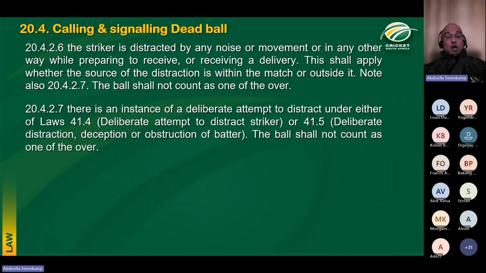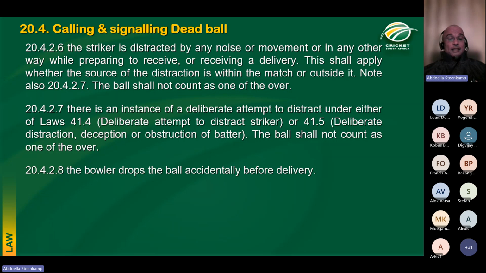If there's an instance of a deliberate attempt to either distract the striker or deceive or obstruct the striker, we will cover these laws in our Level 2 and Level 3 courses in detail. But if this happens, either umpire is to immediately call and signal dead ball.